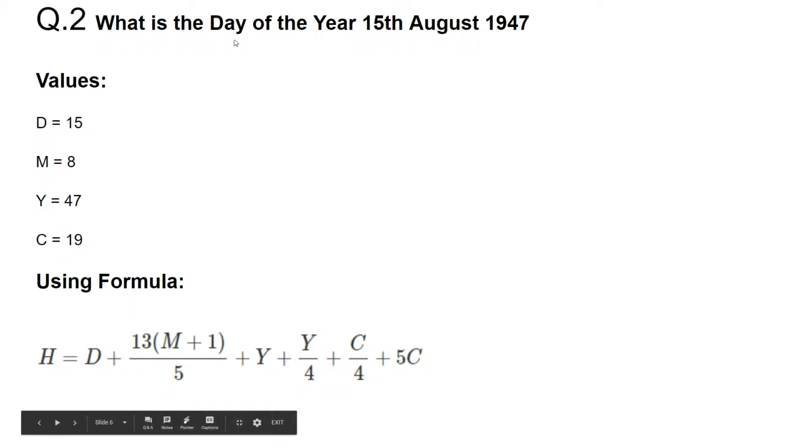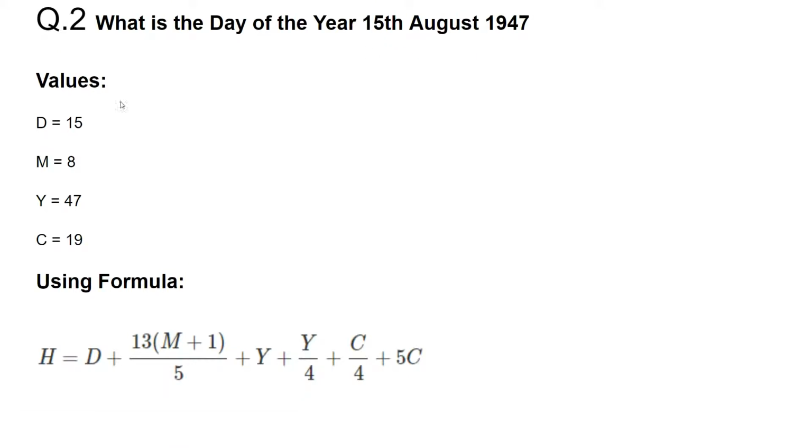So let's take the same old example. What is the day on 15th August 1947? The value of D here is 15 because we are talking about 15th August. The value of M will be 8 because August is 8. Year is the last two digits, so it is 47, and the century is 19.